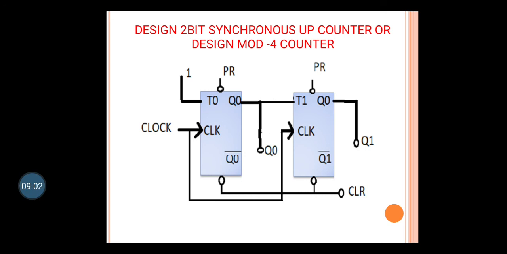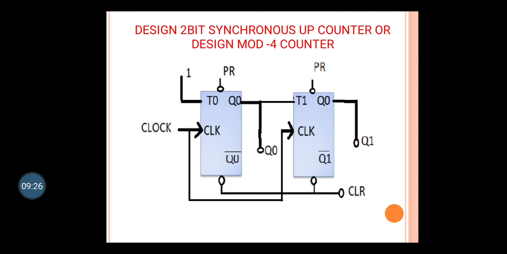Then the clock is connected to the clock inputs of both flip-flops. So here the clock is connected to both the flip-flops. Connect the clear terminals together. Then using the K-map table, as you know, for T0 we got the equation T0 is equal to 1. That means connect T0 to 1.